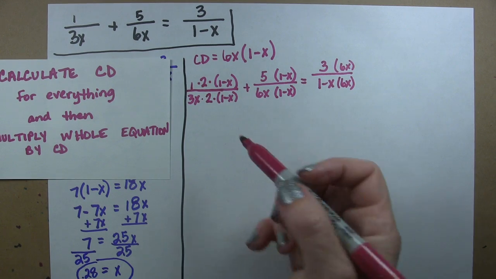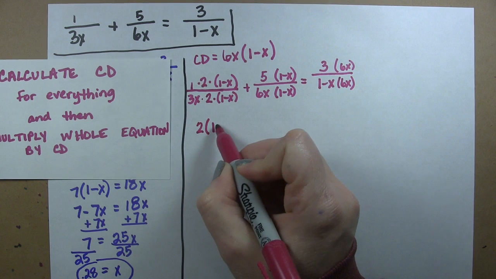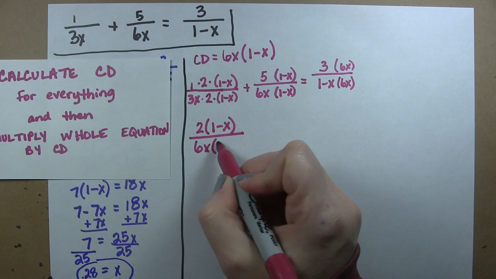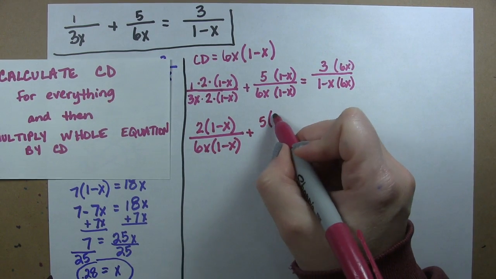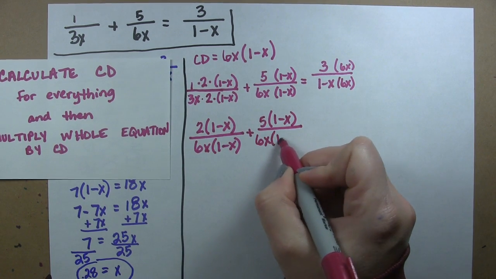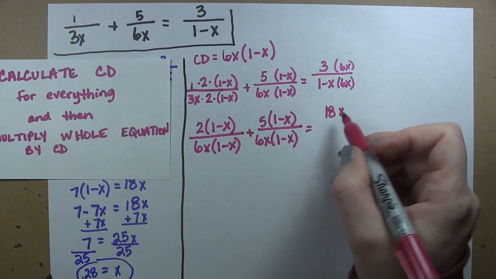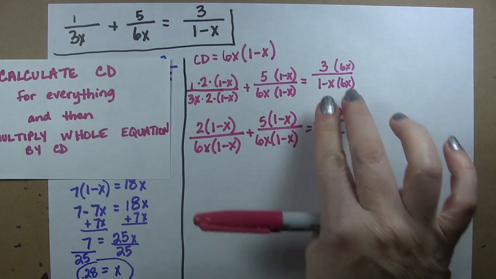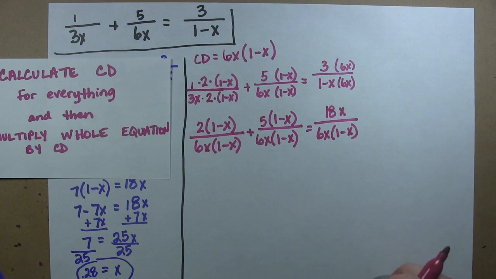Okay, so now let's simplify this a little bit. So this is going to be 2 times 1 minus x over 6x times 1 minus x plus 5 times 1 minus x over 6x times 1 minus x equals 18x over 6x times 1 minus x. I just flipped that around so that they all look exactly the same. You don't have to if you don't want to.